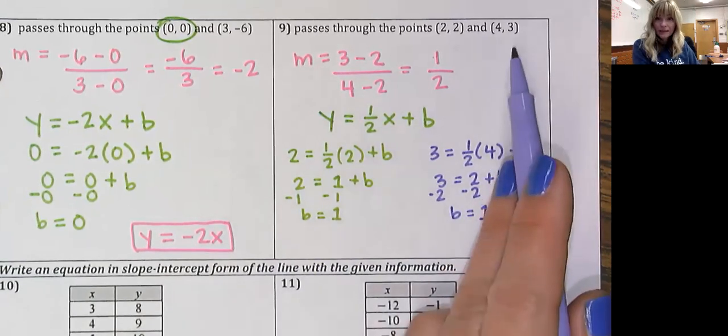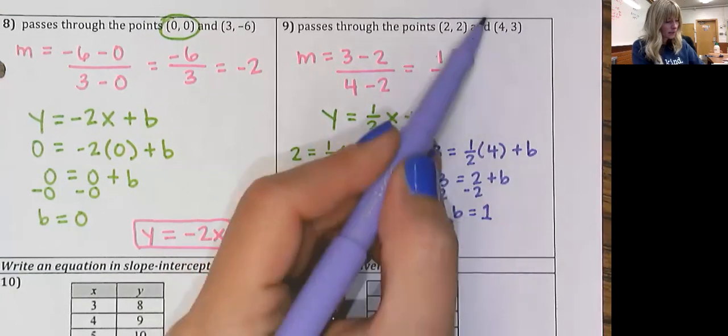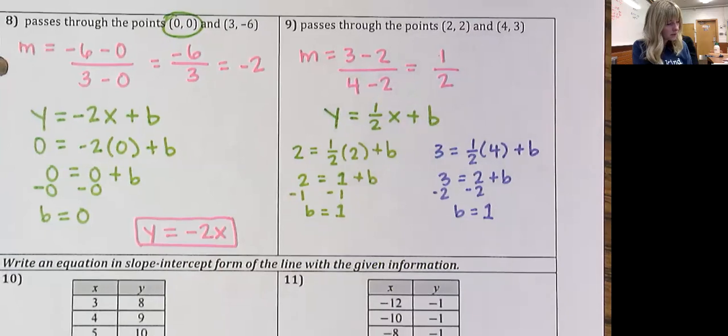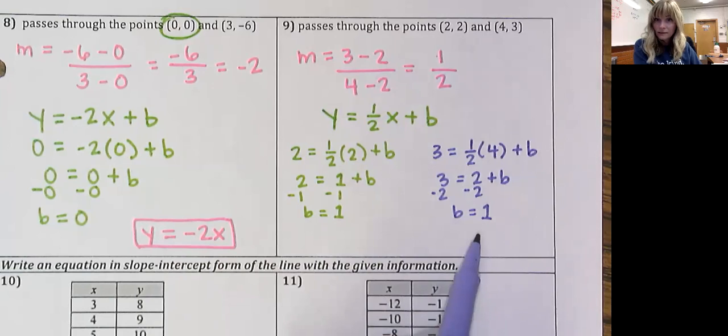Or I could also plug in this other ordered pair, as long as you put things in the right place. Remember, y is 3 and x is 4. So watch that closely. I plugged in the other ordered pair, and guess what? I still got b equals 1 because they're both solutions to the same equation.